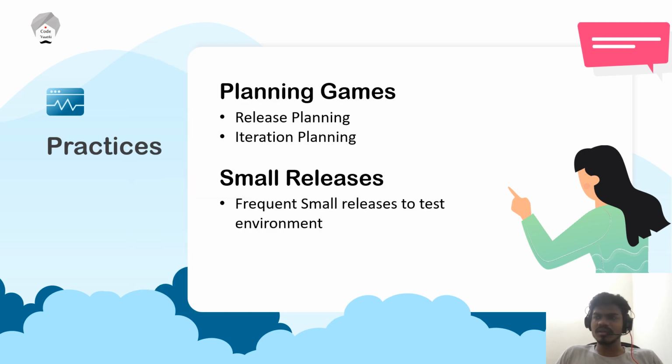Planning games basically consist of two things: planning your releases and planning your iterations. Basically, plan the two to four weeks of work which you will take up in the upcoming iteration. Small releases: XP encourages people to frequently push small releases to the testing environment, where the customer can test it and post their feedback on top of it.